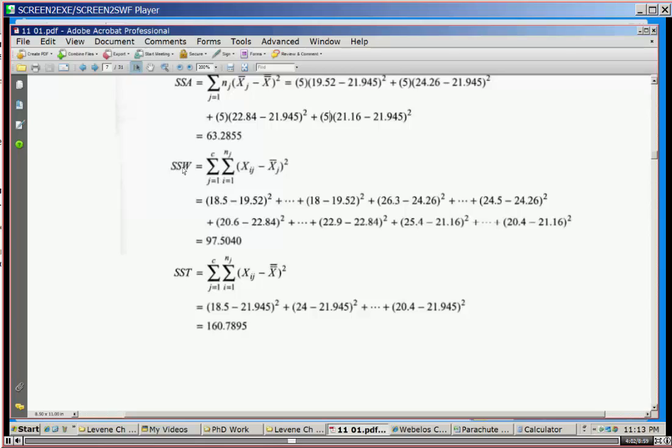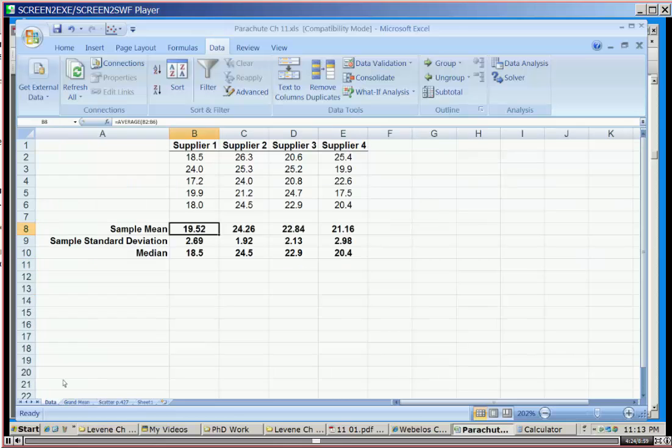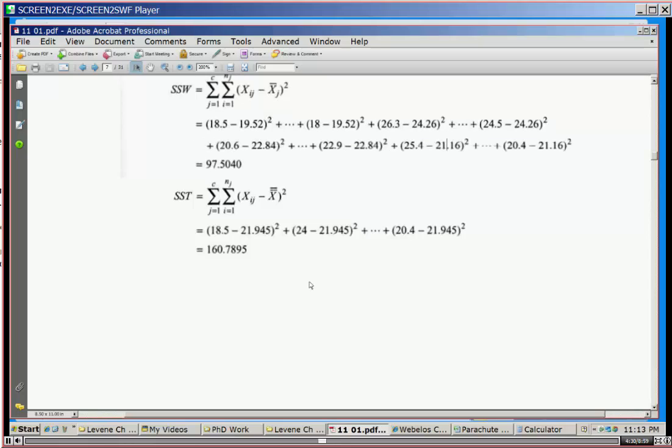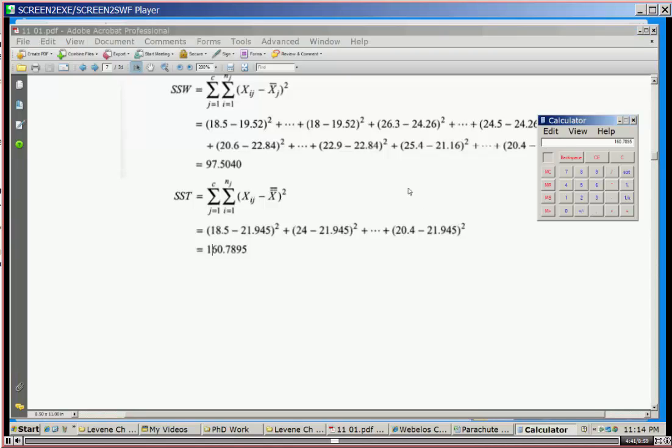Sums of squares within groups, that's inside group variation. That will show the deviation of each individual value from the individual group's mean. We have 4 means: 19.52, 24.26, 22.84, and 21.16. They're all right here. They come from here. So far so good. We have gotten the total variation, total sum of squares value, 160. We just added these two for verification.